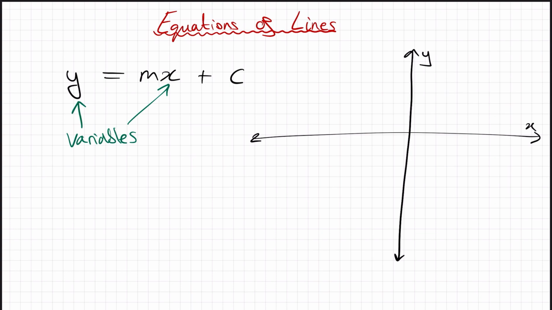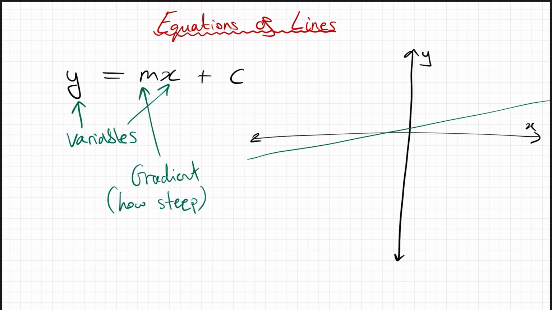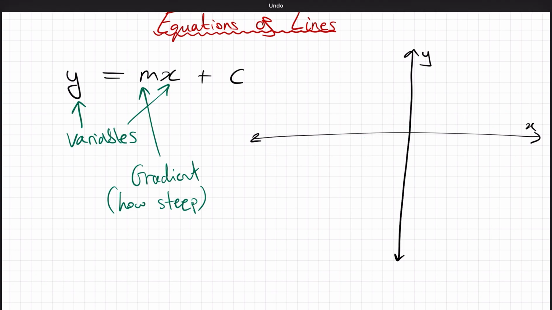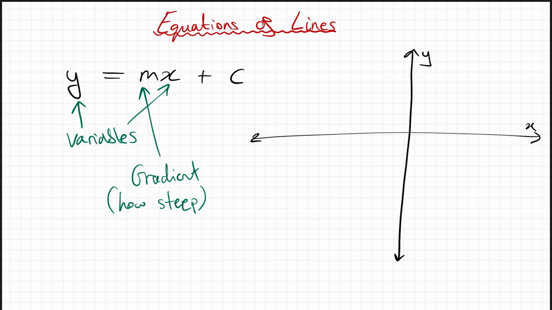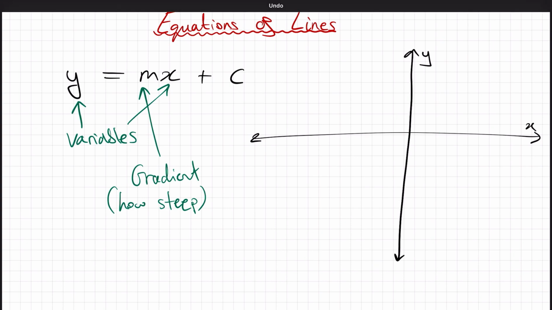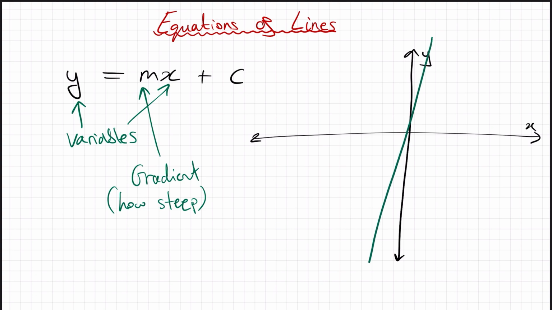Now m, that's actually the gradient. So let me draw that, and that basically means how steep the curve or the straight line is. If it's a really low gradient, like 0.0001, it's going to be a very unsteep line. And if the gradient is very high, like 100 or 150 or nearly infinity, that's going to be really steep like that.